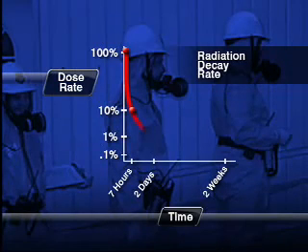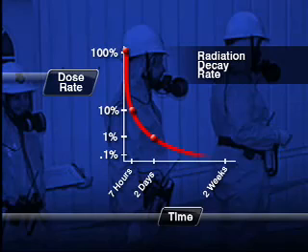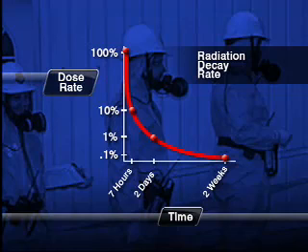2 days, or 49 hours after detonation, the dose rate has decreased to 1% of its initial value. 2 weeks after detonation, the dose rate has decreased to 0.1% of its initial value. As you can see, delaying mortuary operations after detonation of a nuclear weapon can significantly decrease workers' exposure to radiation.